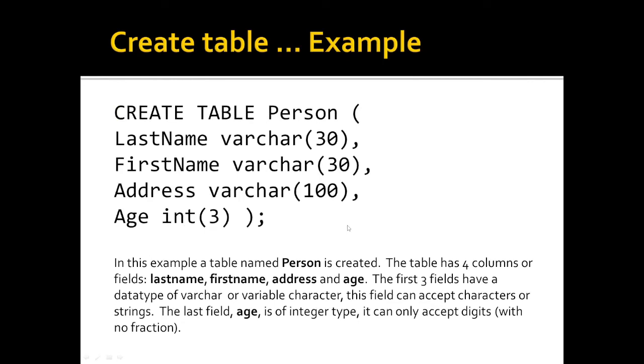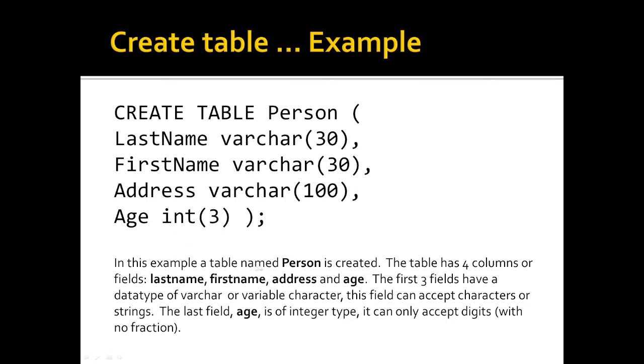So here's an example. Create table person. So open, and here's the close parenthesis for that. And then inside we have the last name, that's the column name, followed by the data type, so varchar 30, variable character. First name and then varchar 30. Address and then varchar 100. Then age, integer with the length of 3.